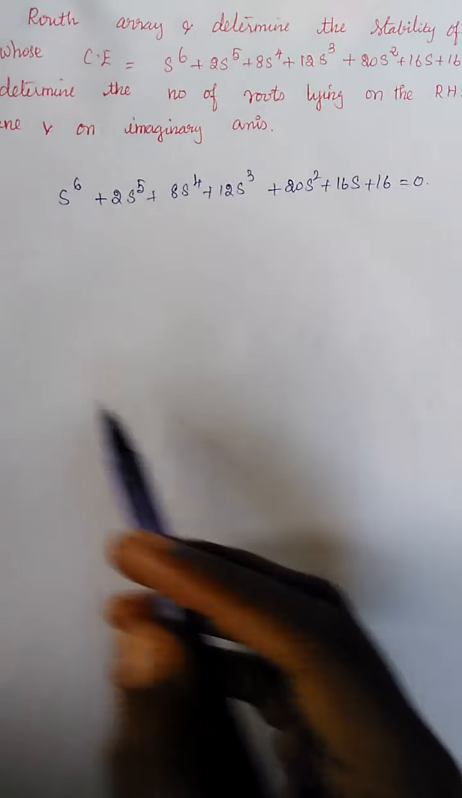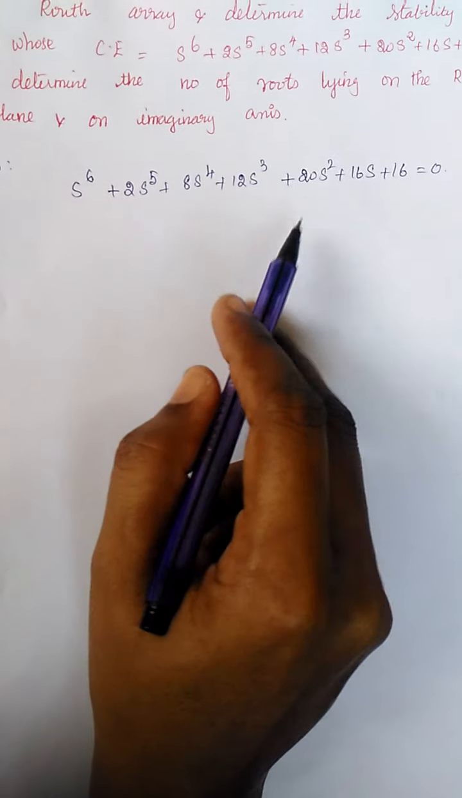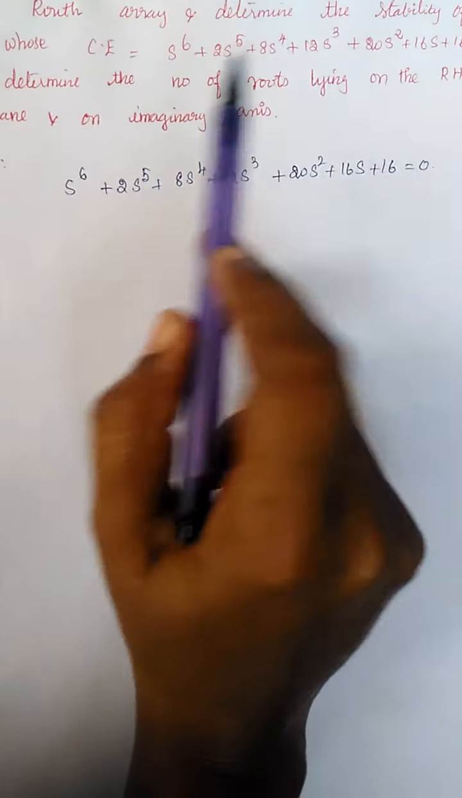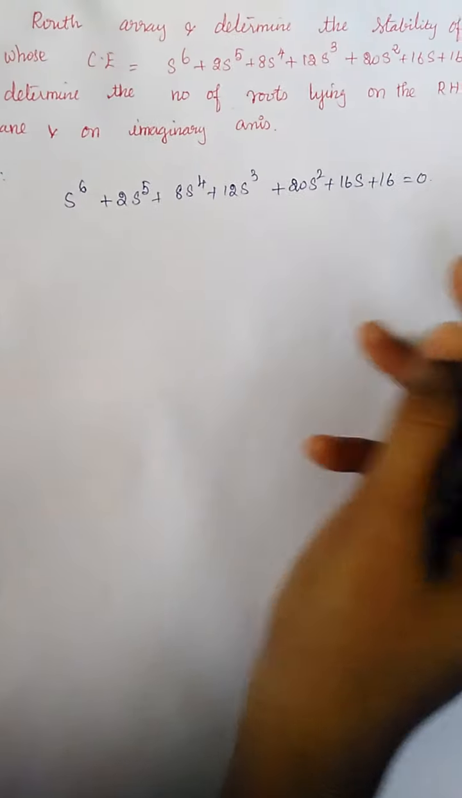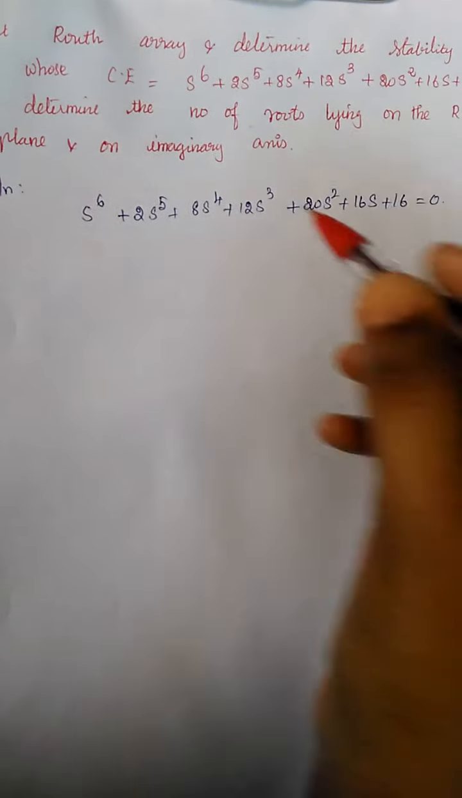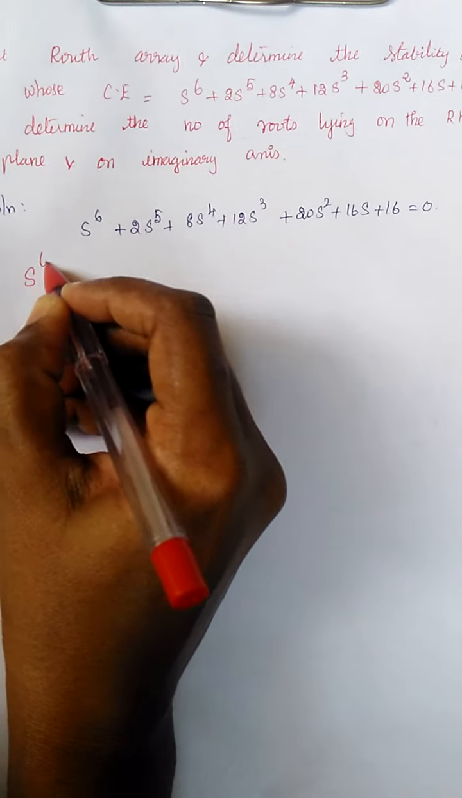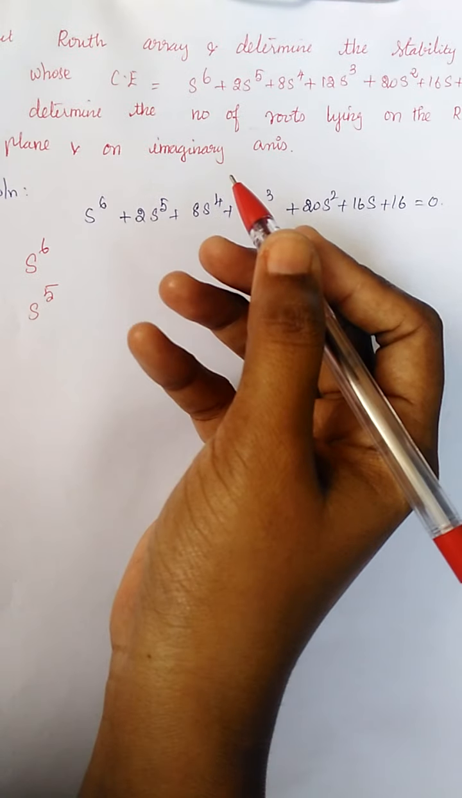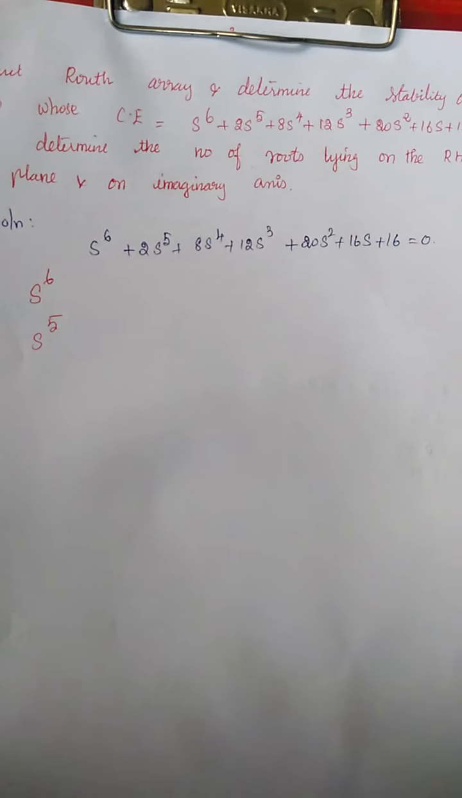This is your given characteristic equation. We are going to find the stability and also the roots lying on the right-hand side and the left-hand side. For this purpose, we are going to fill the first two rows based on the given elements. So how do we take it?